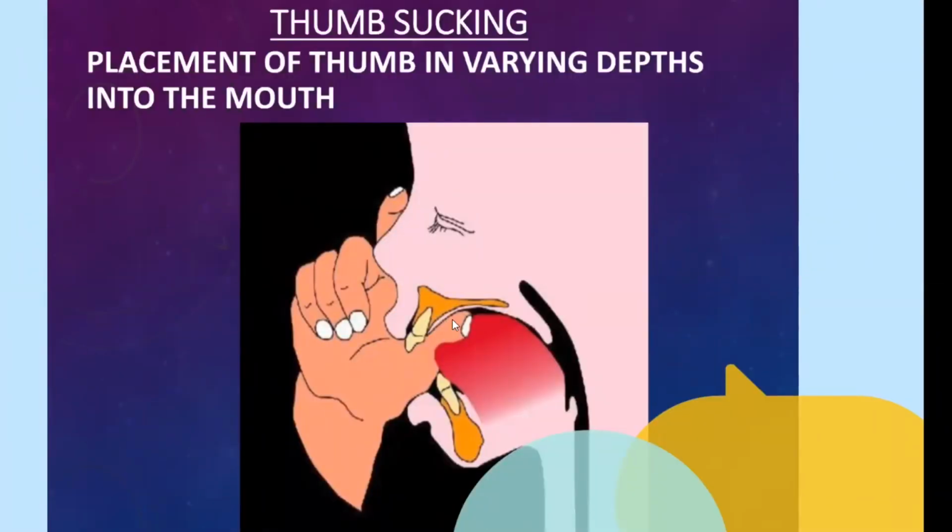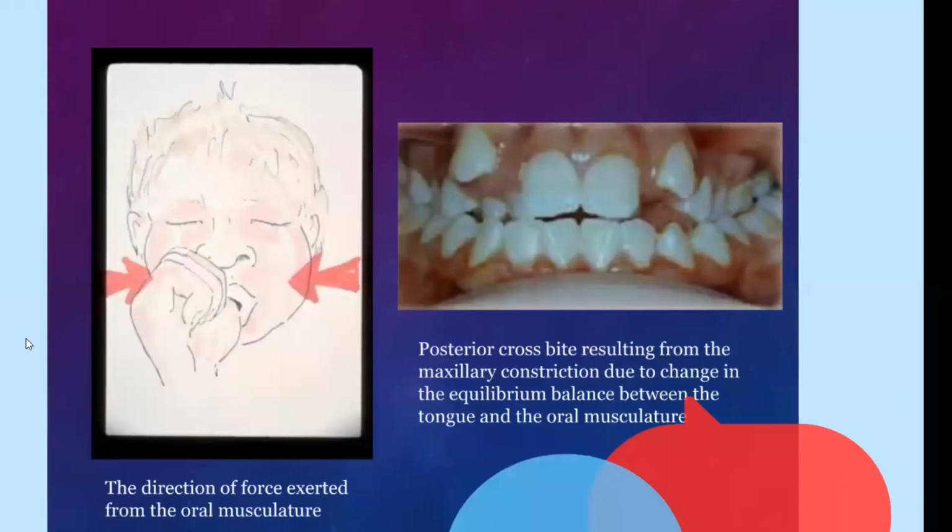And in a similar way, the posterior teeth will start extruding. Okay, if you have the pressure like this, then the posterior teeth will start extruding, as you can see over here. With the thumb sucking, the buccal pressure would increase, and this will lead to the crossbite, and this is basically the buccal crossbite where the lower teeth are buccal.